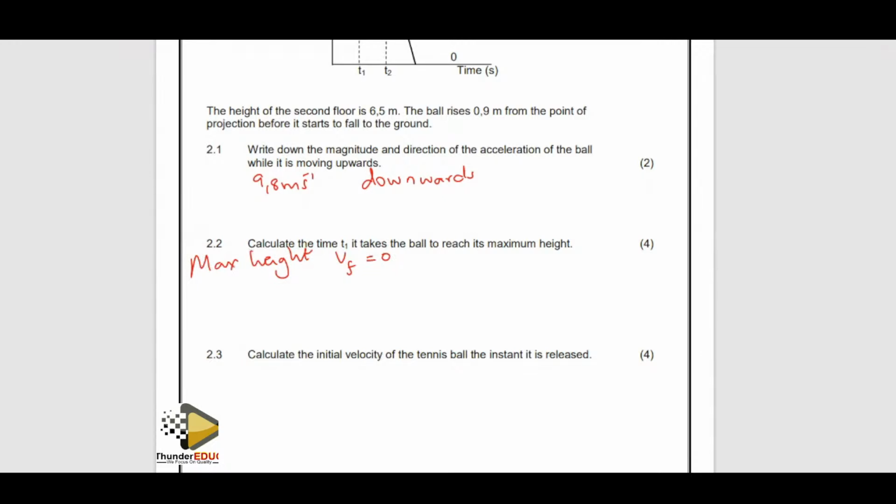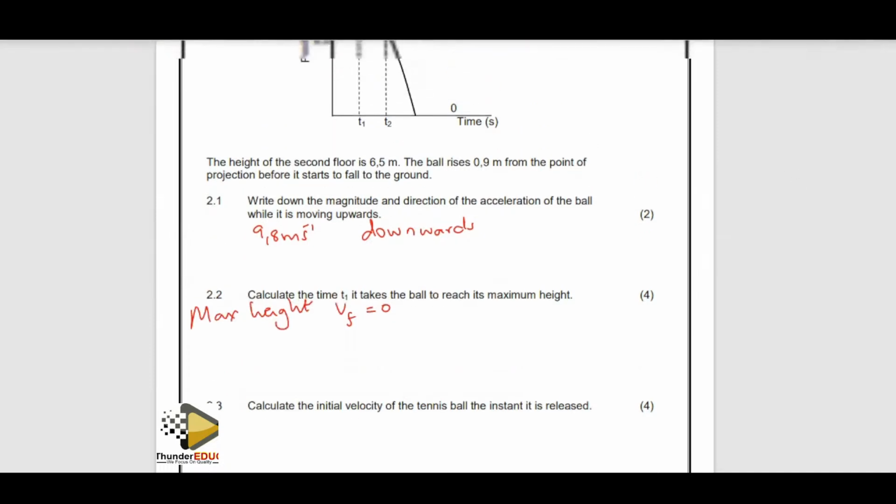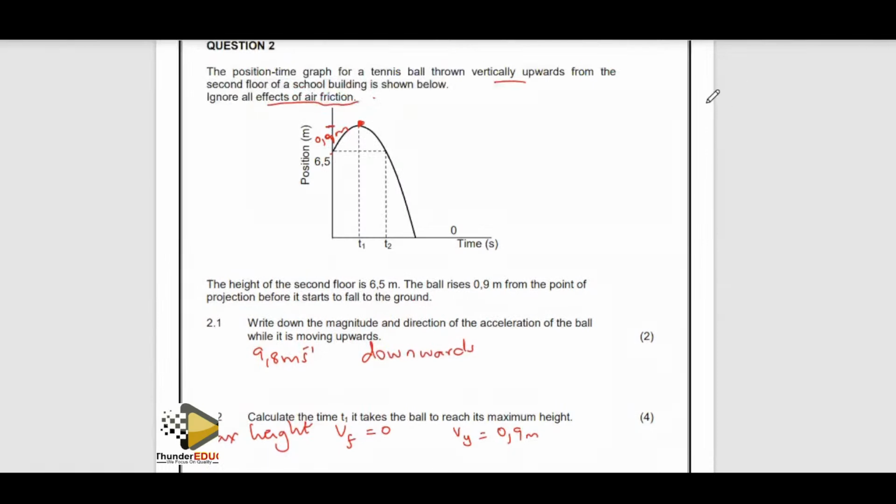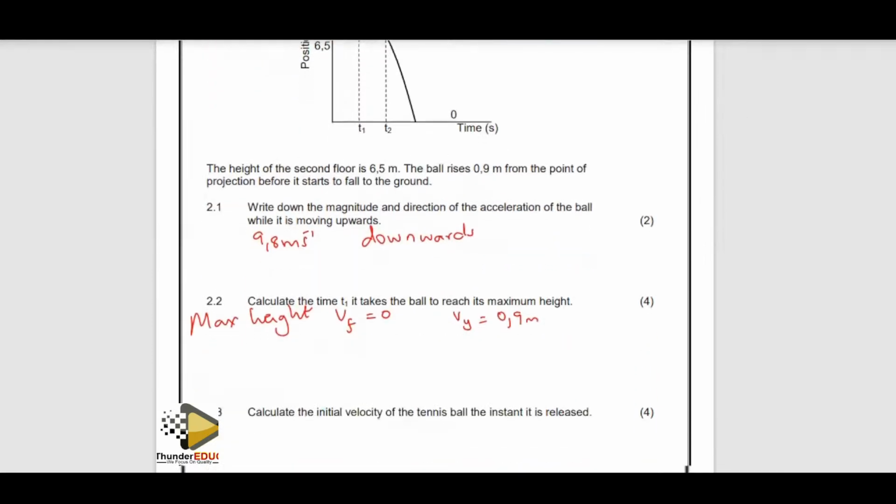So now, since we've been given displacements, and g is known to us, we're focusing on the displacements. Let's say the distance traveled, Vy, is 0.9 meters. What else do we know? We know that our V initial, is it going to be 0? It was projected vertically upwards from the second floor. Okay, so I'm not going to assume that.